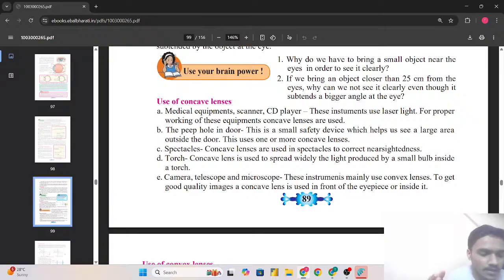और जो camera, telescope, microscope होते हैं, all these instruments are using the convex lens. But फिर भी हम concave lens use करते हैं to get a good quality of the image. एक अच्छी quality की image generate करने के लिए, image obtain करने के लिए, we are using there the concave lenses.